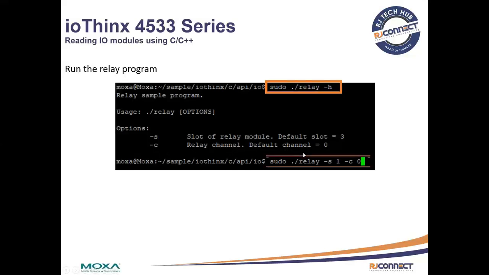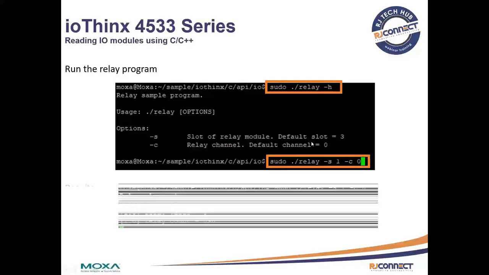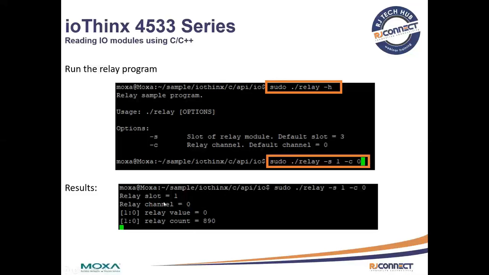And then to run the file, you just say sudo ./relay -s, then this is relay slot 1. Then -c, we're reading the first relay, which is referenced as 0. Then you press enter, and this will be the result that you're going to get. You see here, we passed 1. This is the relay slot 1. And then we passed 0, this is the relay channel 0. So these values have been passed into this program as we run it. And this is the relay value that you get here. Okay.